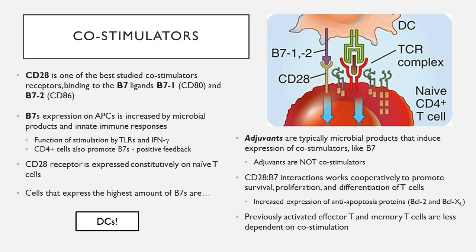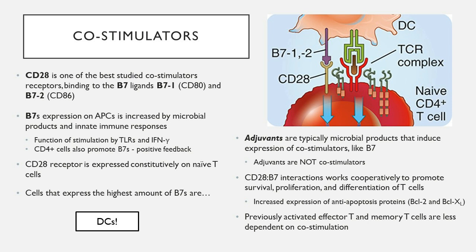The CD28-B7 interaction also works to cooperatively promote survival, proliferation, and differentiation of T cells. As I said earlier, T cells require antigen stimulation in order to survive. It's also in cooperation with CD28 and B7, as this stimulation increases the expression of anti-apoptosis proteins. I've labeled them here BCL2 and BCL-XL. We learn about them in later chapters, but just know that this is one of the mechanisms that helps them stay alive.